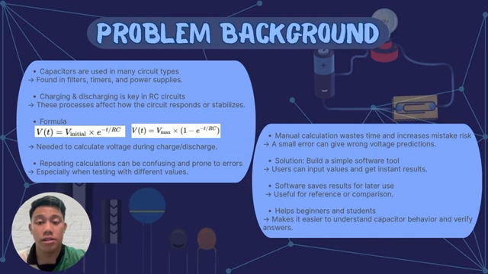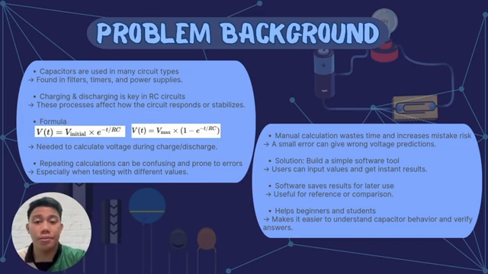Next, we have two important formulas. The first is V(t) equals V initial multiplied by exponent of negative t over RC. This formula is for discharging. The next formula is V(t) equals V max multiplied by (1 minus exponent of negative t over RC). This one is for charging.